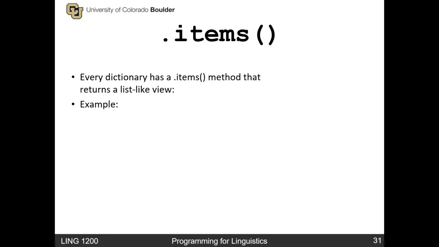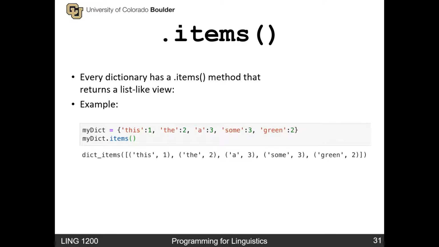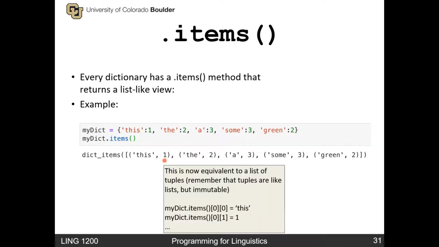So every dictionary has a .items method that returns a list-like view. So if we have this dictionary, and then we call the method .items, Jupyter, if we run that cell, we're going to get this view back. So you can see that we have a list, and in it we have several tuples. The first item in the tuple is the key, and the second one is the value. So we have something that is equivalent to a list of tuples.